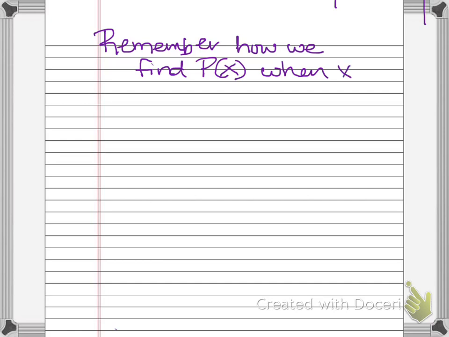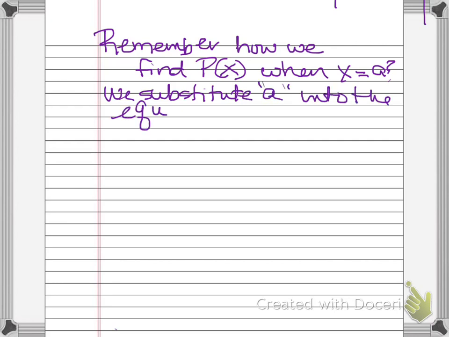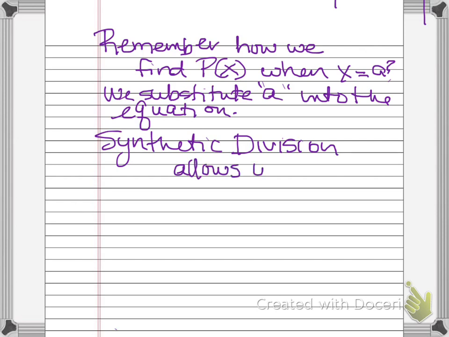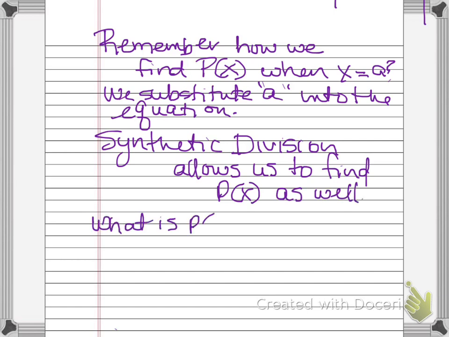So remember how we used to find p of x when x equaled a specific value? We would have to substitute it into the function and then simplify it. Well, what we find is that we can also use synthetic division for that. It makes it a much easier, cleaner process because you're not worrying quite as much about your signs and the different operations. So let's look.